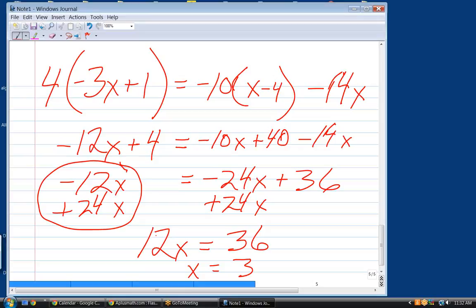All right. Good place to stop. Next time, we'll start talking about a second variable. What happens when we have an equation that has an x and a y in it?